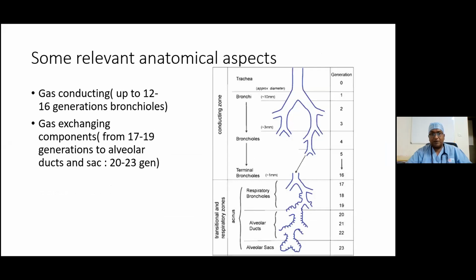Now we'll come to some relevant anatomical aspects. Now, as you all know, the airway is divided into two. One is the gas conducting system, and the second is the gas exchanging components. The gas conducting segments of the airway go up to the 12th or 16th generation of the bronchioles, and the gas exchanging components usually start from the 17th or 19th generation to the alveolar duct and alveolar sac that goes up to the 20th or the 23rd generation.